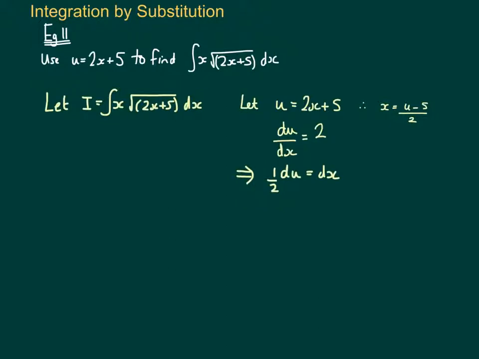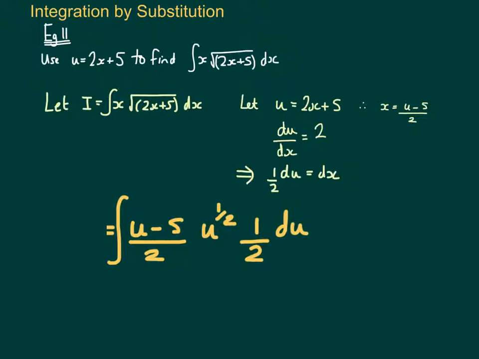So if we stick u equals 2x plus 5, change the x into u subtract 5 divided by 2, and change the dx into half du, that's going to mean that I becomes the integral of u subtract 5 over 2, oops, just forgot the integral sign, multiplied by the 2x plus 5 replaced by u, so multiplied by the square root of u. Let's just write that as u to the power of half, it'll be easier to simplify in a few moments. And dx is going to change to half du.